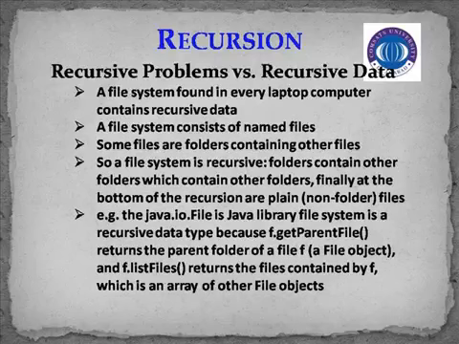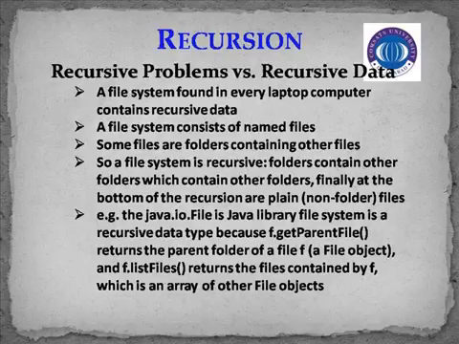An instance of a recursive data is a file system found in every laptop computer. A file system consists of named files. Some files are folders containing other files. So, a file system is recursive. Folders contain other folders, which contain other folders. Finally, at the bottom of the recursion are plain non-folder files.